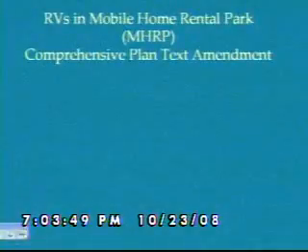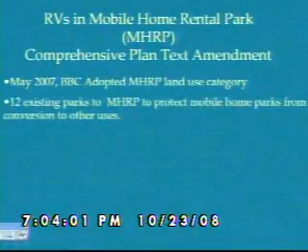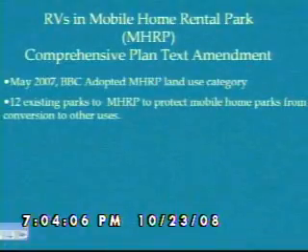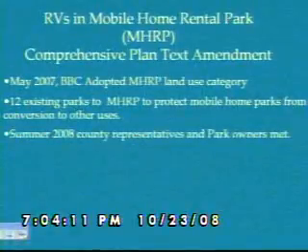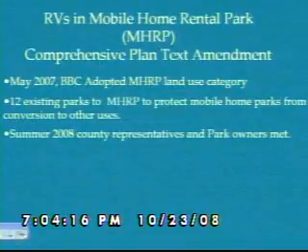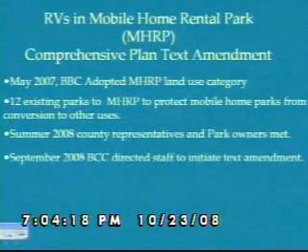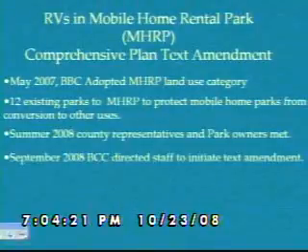The first phase here tonight is RVs in the mobile home rental park comprehensive plan text amendment. In May 2007, the Board of County Commissioners adopted the mobile home rental park land use category. Twelve existing parks were designated into that to help prevent these parks from converting to other uses. In the summer of 2008, county representatives and several park owners met to discuss the financial feasibility of these parks. And in September of 2008, the Board of County Commissioners directed staff to initiate this text amendment.